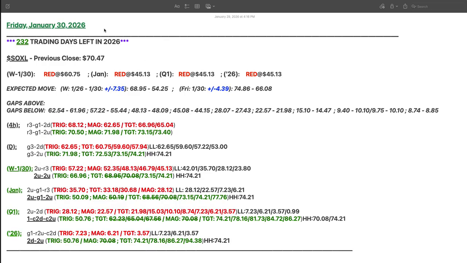We go over here to our notes, right? This was for Friday, January 30th. 232 trading days left in 2026 on Friday. Close price on Thursday was 70.47, and we know that the week, month, quarter, and year are green. It would take having to go below these levels to flip those red, right? We know the expected move for the week was plus or minus $7.35, giving us an expected range of 68.95 to 54.25.